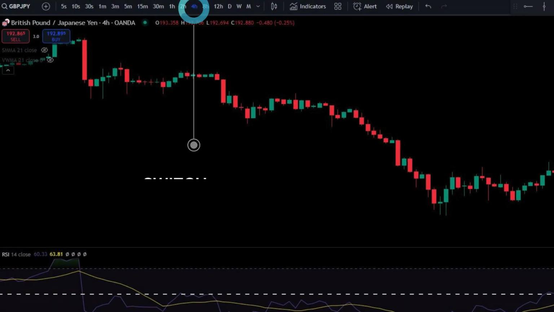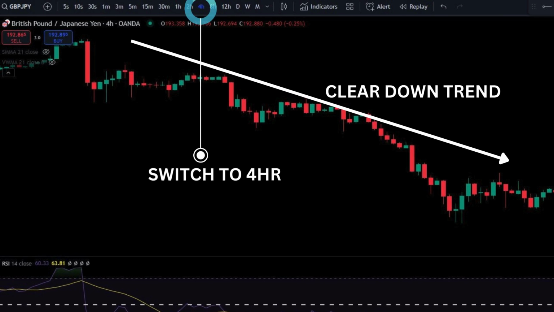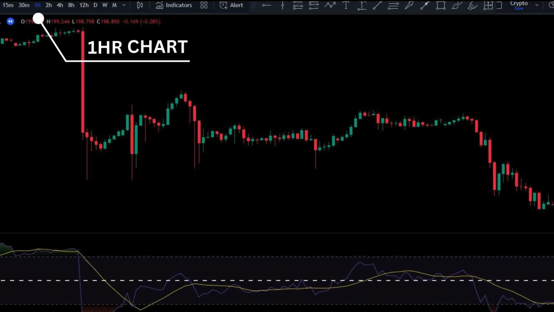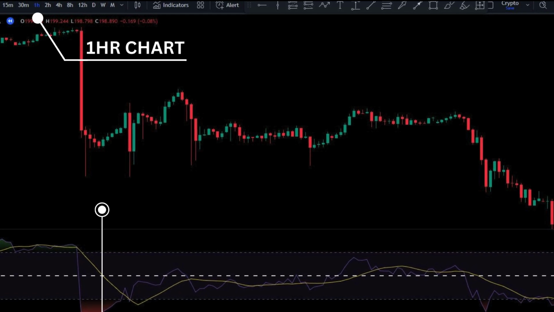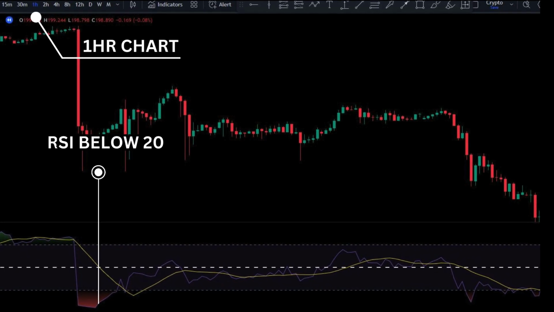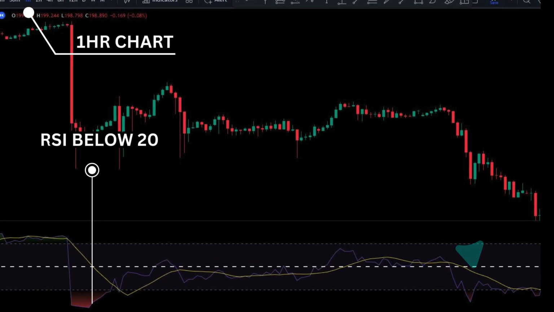Now to the downtrend. Select the 4 hour chart and find a clear downward trend. Once confirmed, switch to the 1 hour chart for the entry. Here RSI dipped below 20. So we're gonna wait for it to go above the 50 level. Once it has crossed the SMA from above, this will be the short entry signal.